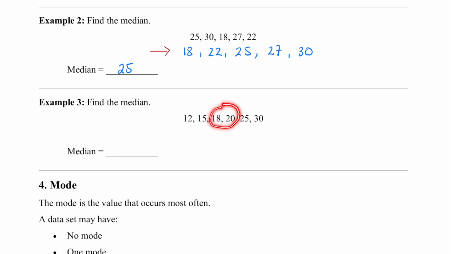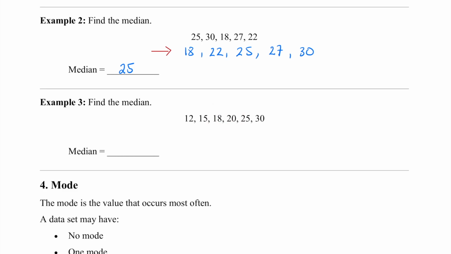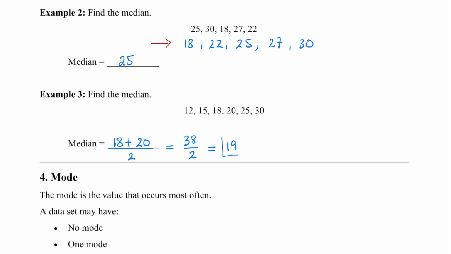I'll take 18 plus 20 divided by 2. 18 plus 20 is 38. And 38 divided by 2 is 19. So the median for this example is 19. Notice something interesting? The value 19 was not originally in the data set. That's okay. Just like the mean, the median does not have to be one of the original observations.